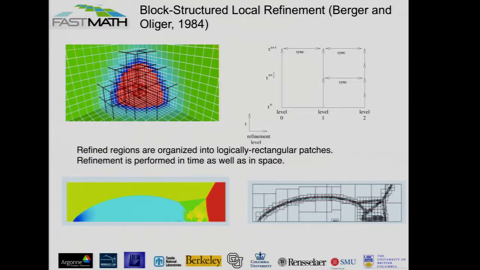Now I'm going to be talking about structured adaptive meshing, which was basically based upon what they call the block-structured local refinement based on the Berger and Oliger paper. What you have is a discretization. Typically these techniques were evolved for finite volume discretization, and these techniques allowed you to have resolution where you needed within the finite resolution. So the refined regions get organized into logically rectangular patches, and you can have refinement in time as well as space. When you do refinement in time, it's subcycling.